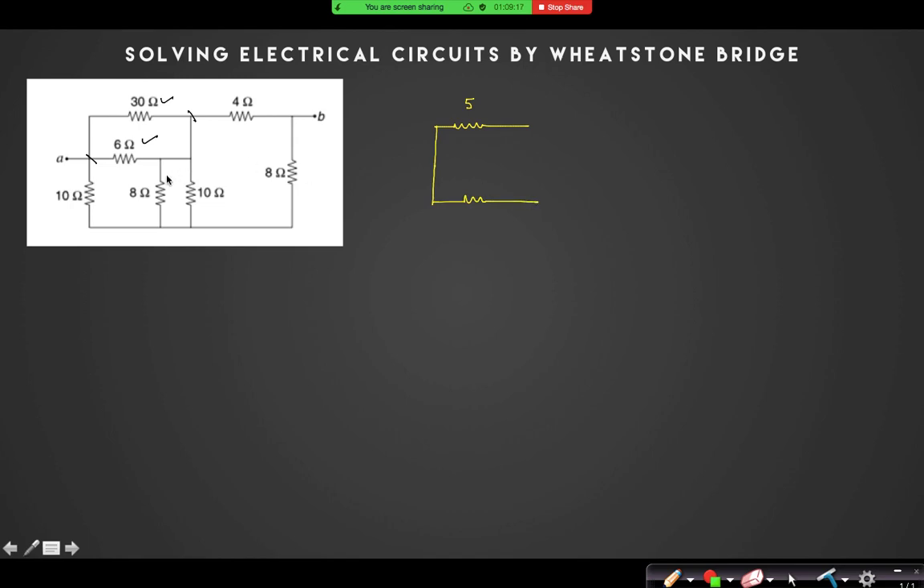Now in between this 5 and 10, there are two resistors given. And then there is one 4 ohm resistor and there is another 8 ohm resistor. Can you identify this is your circuit? A simplified model of that?